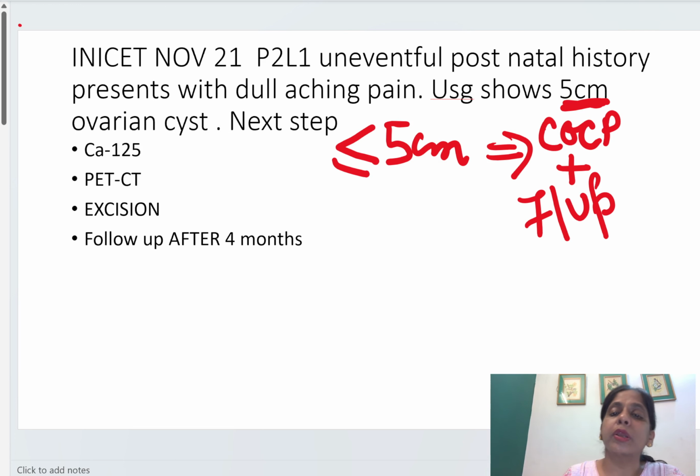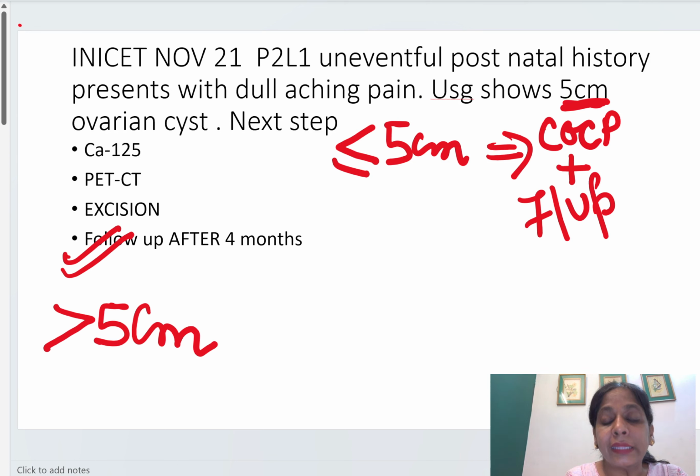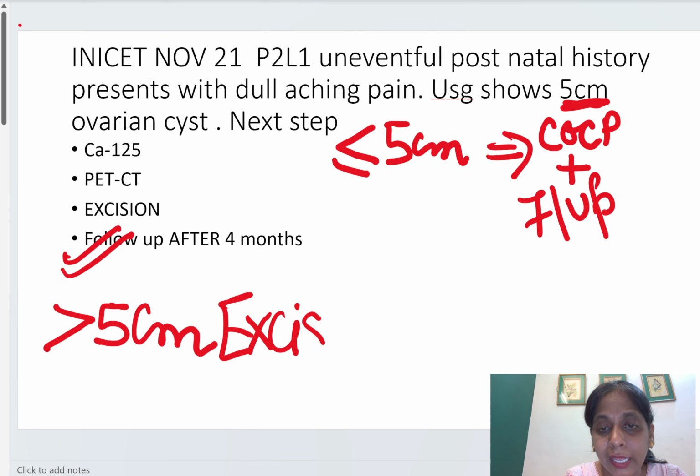Okay, so if the cyst is less than or equal to 5 centimeter, then combined oral contraceptive pills and follow up is the treatment. So here it is follow up. And if that cyst is more than 5 centimeter, then excision is the treatment. Okay, then excision is the treatment.